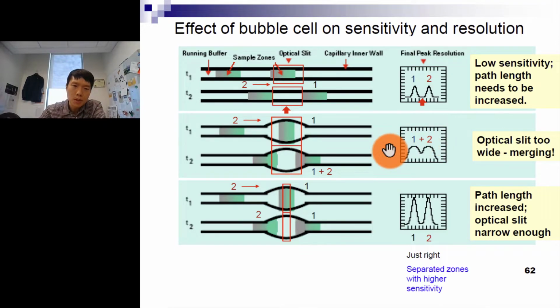So to overcome it, it's a bit harder to change the bubble cell, but we can manage the slit width. So you see here with a narrower slit width, the same sample, at any point of time, there's only one signal. So you achieve both a higher sensitivity and higher resolution.